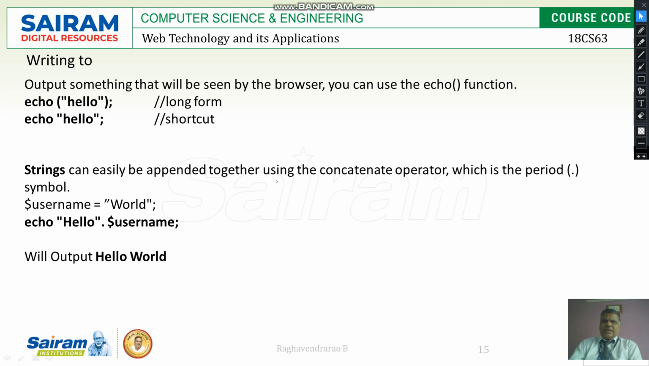Strings are easily appended together using the concatenation operator, the dot. Here username is world, and hello. Echo is hello dot username, so the value world is printed over there. You can see the output: hello world. The data is stored in this variable, which is concatenated with hello, so the output is hello world.